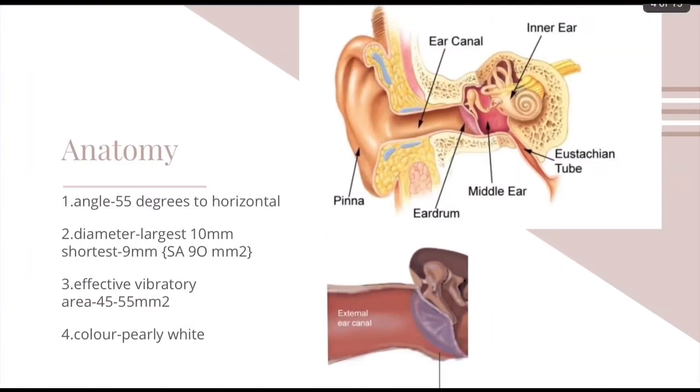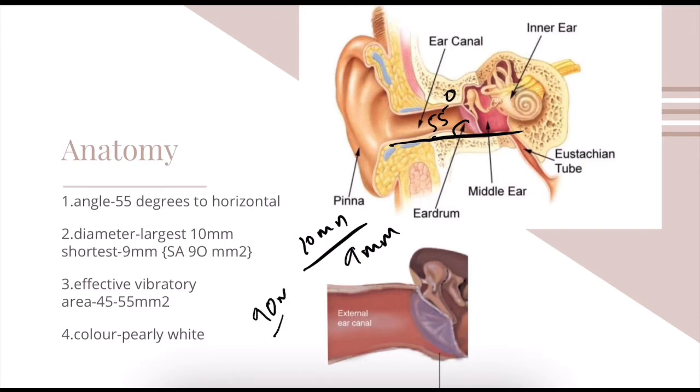Now we will see the anatomy of the tympanic membrane. Tympanic membrane is present at an angle of 55 degrees with the horizontal, which has the longest diameter of 10 mm and shortest diameter of 9 mm. So the surface area is about 90 mm square, and the effective vibratory area is 55 mm square. So you can remember the angle and the effective vibratory area are the same, and the color of the tympanic membrane is pearly white.